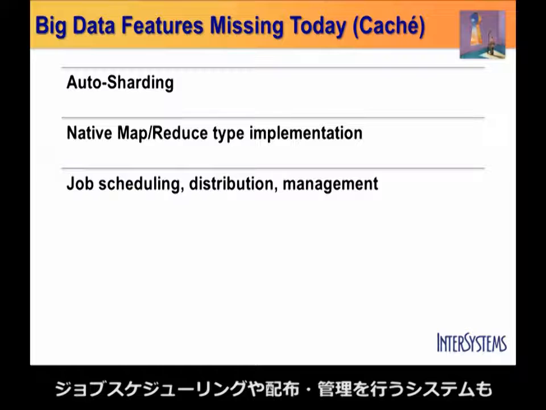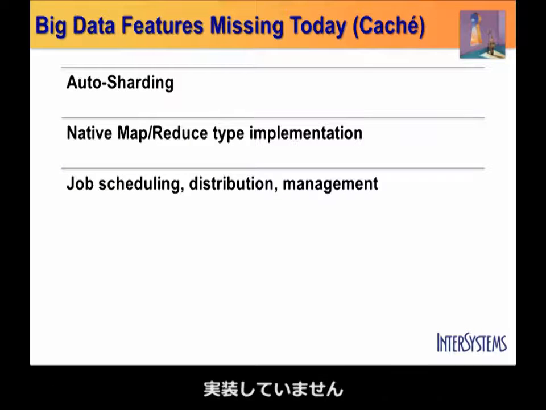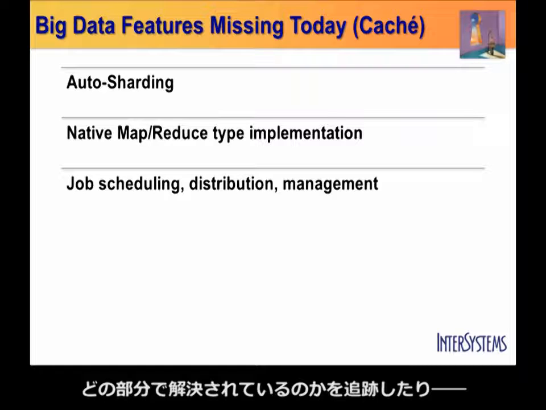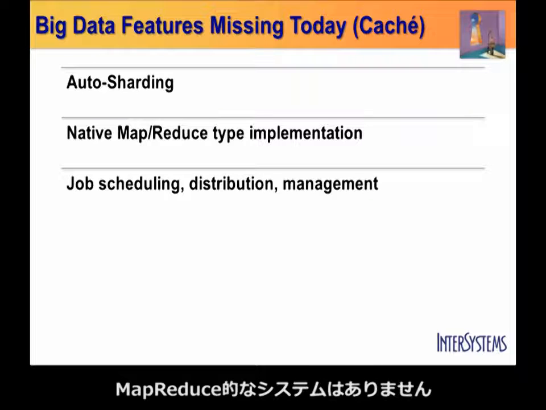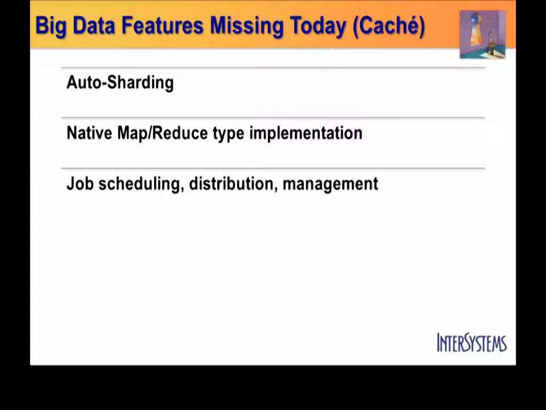Similarly, we don't have an implementation to actually do job scheduling, distribution, and management. So we don't have a way to say, if a problem comes in, keep track of where it's being solved and tell this node to go and solve this part of the problem and that node to go solve that part of the problem. Again, it comes back to the MapReduce implementation.